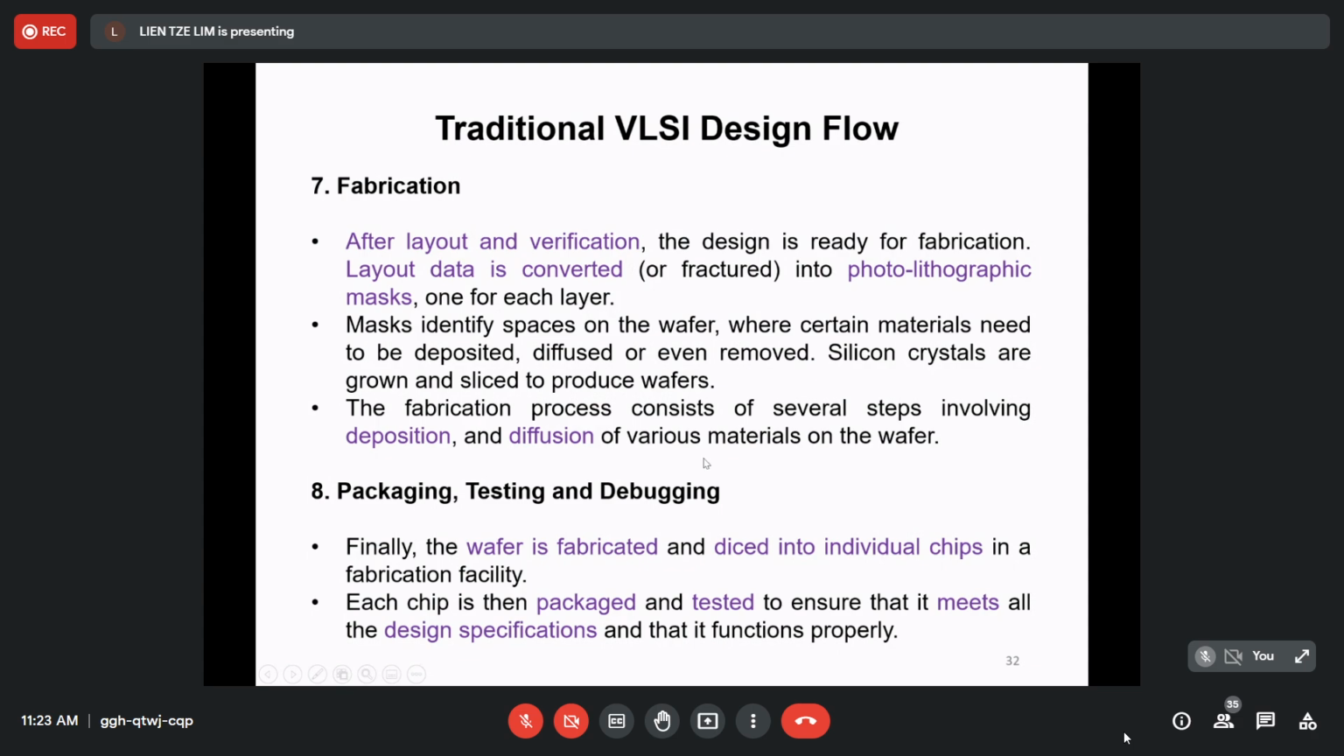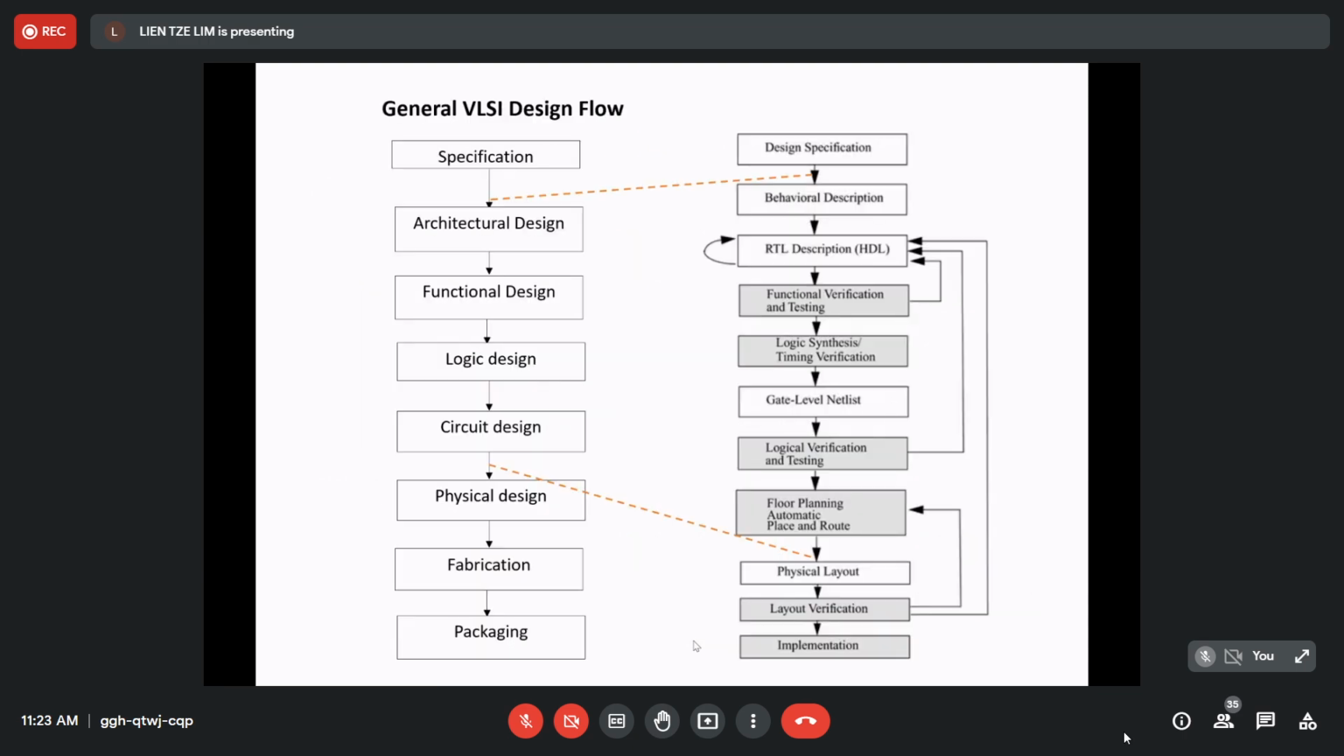After fabrication, the final steps will be packaging, testing, and debugging. Finally, the wafer is fabricated and diced into individual chips in a fabrication facility. Each chip is then packaged and tested to ensure that it meets all the design specifications and that it functions properly. So this is an overall description of all the steps in the VLSI design cycle.